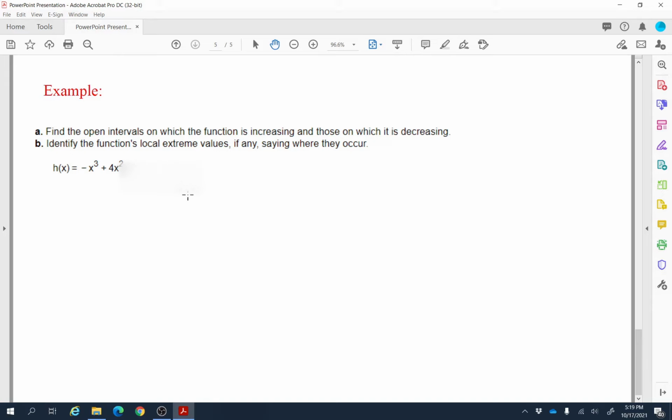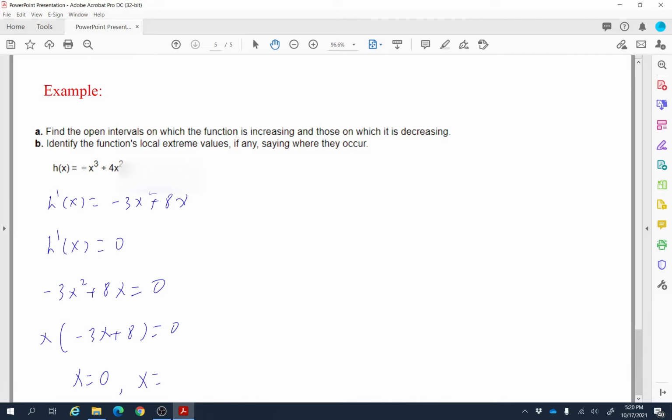One more question. Find the open intervals on which the function is increasing and those on which the function is decreasing. So remember, to answer this question you need to find the critical points. That means find the derivative, which is negative 3x squared plus 8x. Equate this with 0 and solve this quadratic equation. That will give you two different answers: x equals 0, x equals 8 over 3. So these are the two critical points.